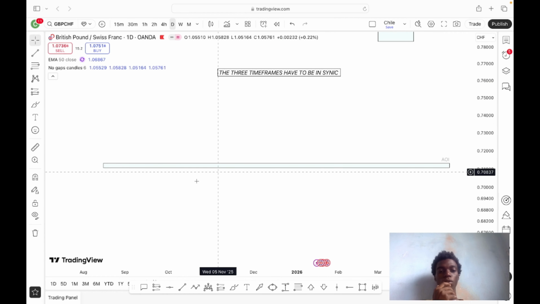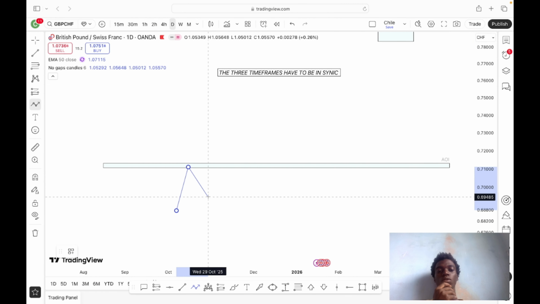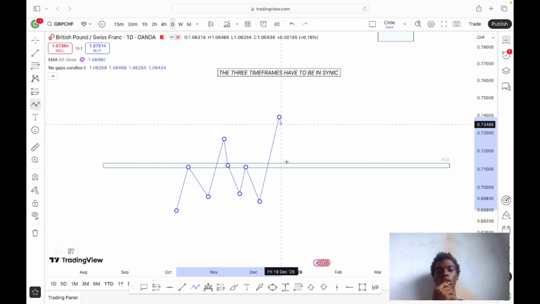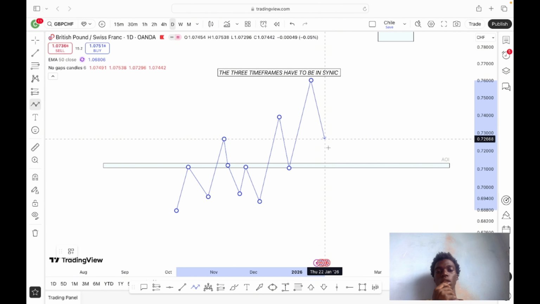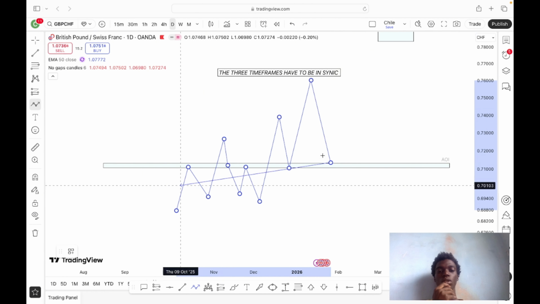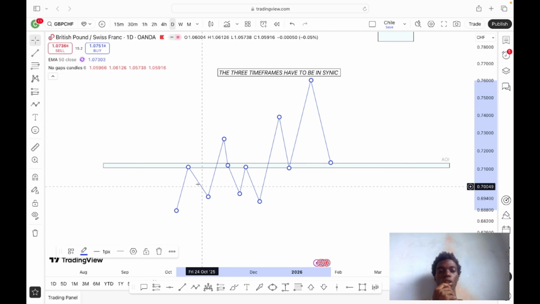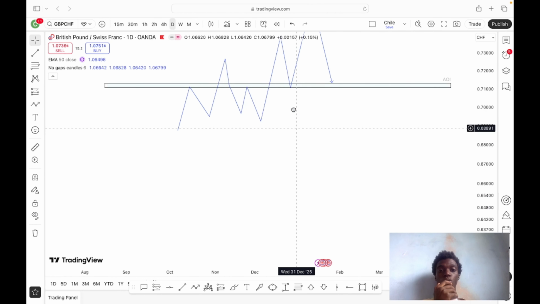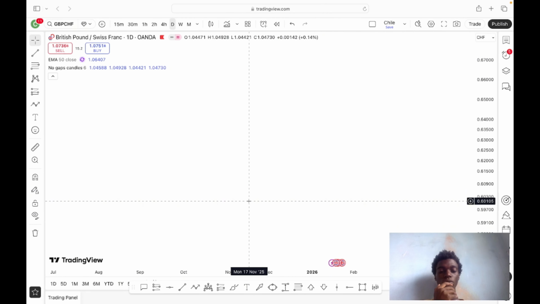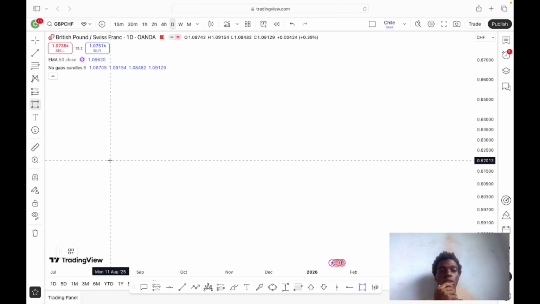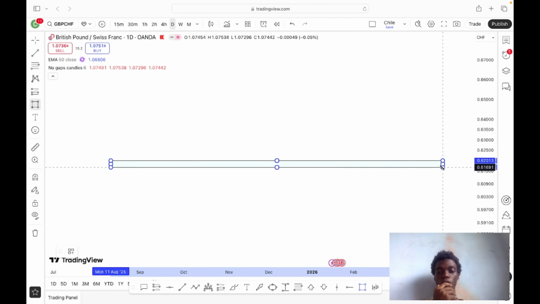And after I find the area of interest, either on the weekly, which is something like this, where price has rejected multiple times, as you can see, how it's showing here on the area of interest. When we're under, we're selling. When we're above, we're buying. We look for the confirmation. We look for the shift of structure.